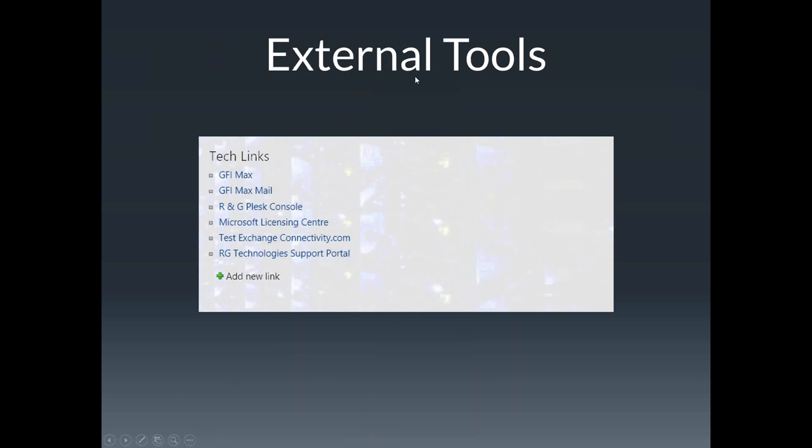The other thing that we've done, not just giving them access to internal resources, but also expanding that to external tools. So we've got a section for external links to different web tools that our tech team use. So whether it's our GFI, which is our mail monitoring product, they can click on that and it'll take them to the web portal. We've got our Microsoft Licensing Center as well. We've got our support portal, and we've also set it up so if you have the right permission, you can actually click on there and add links to the site that you may find useful.